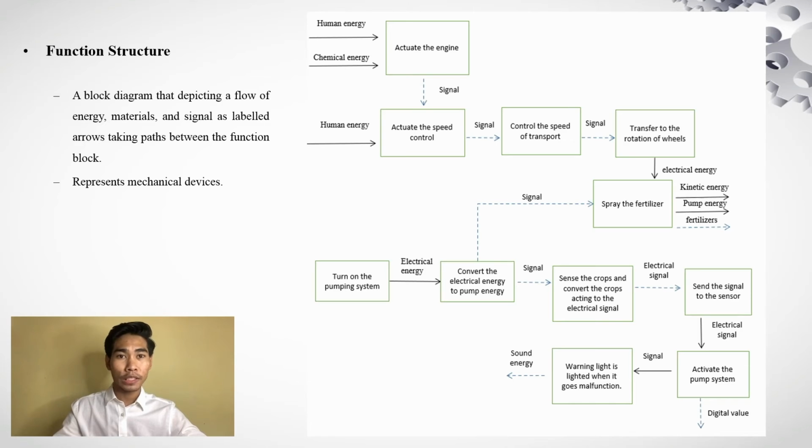We start the generator of the water pump system. When we go through the farm, the crop is sensed by a sensor which is placed at the sprayer. It will produce an electrical signal and transfer it to the controller. The controller transfers the data to the sprayer, and it sprays the fertilizer onto the crops.